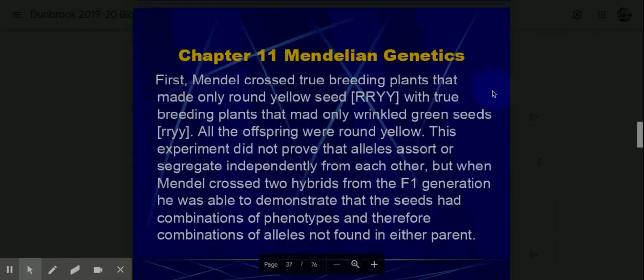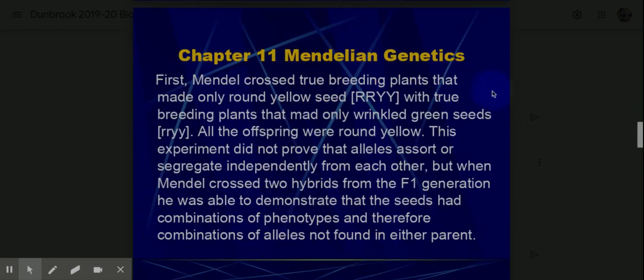All right, so if you read in your book, and I know you guys all did your 11.1 and 11.2 and 11.3 reading packets, you saw what we called a dihybrid cross, where we're looking at two traits at one time to see if one affects the other.